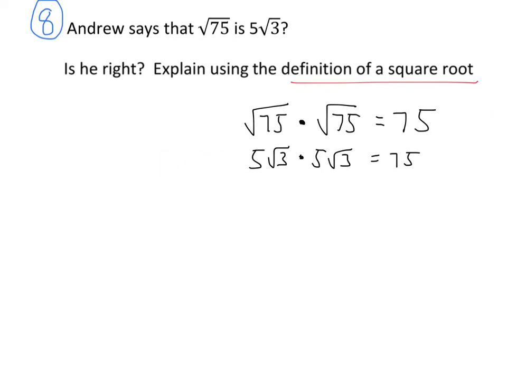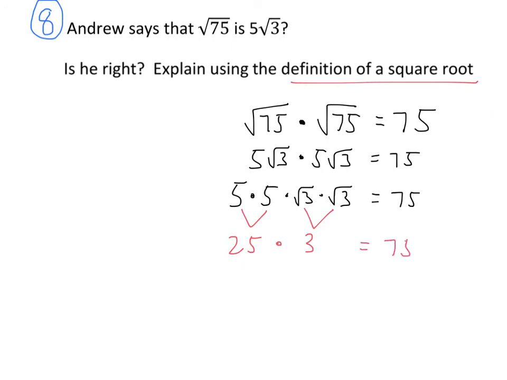Turns out that Andrew is right. This is true, because I could rearrange this as 5 times 5 times the square root of 3 times the square root of 3, and let's see if that's equal to 75. Well, 5 times 5 is easy, that's 25. And by definition, the square root of 3 times the square root of 3 is equal to 3. So we have 25 times 3, and that turns out to be 75. So Andrew is right in saying that the square root of 75 is 5 radical 3.